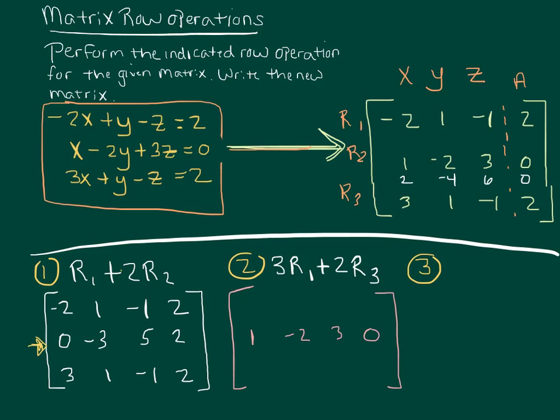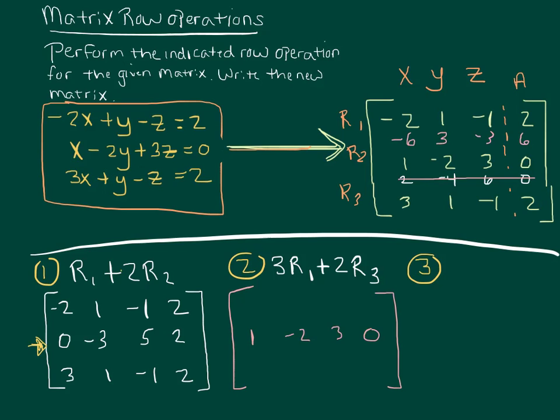It wasn't involved in that row operation. Let's do 3 row 1. And actually I'm going to cross off this in white because that was from the last problem. 3 row 1 means multiply all the entries of row 1 by 3. So this becomes negative 6. This becomes 3, negative 3, and a 6.